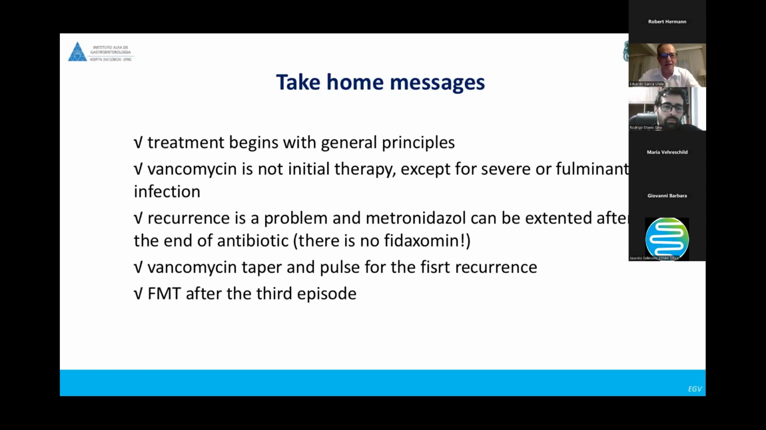So that's the final slide. Take home messages. Treatment begins with general principles. Vancomycin is not initial therapy except for severe or fulminant infection. Recurrence is a problem, and metronidazole can be extended after the end of antibiotic. There is no fidaxomicin here. Vancomycin taper and pulse is for the first recurrence, as we said, and FMT after the third episode of infection.